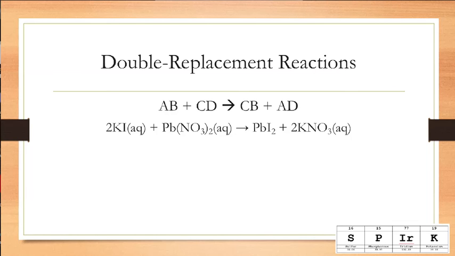So if we look at 2KI plus lead nitrate yielding lead iodide plus potassium nitrate, we can see, looking from left to right, that the potassium and the lead have traded places. Because on the left side we had KI, and on the right side we have PbI2. And on the left side we had Pb(NO3)2, and on the right side we have KNO3. So potassium and lead have swapped places. This is a double replacement reaction.